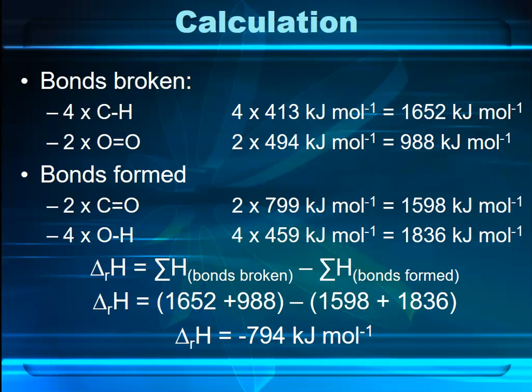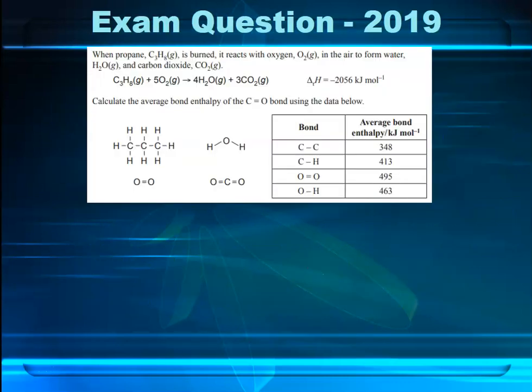Okay, something slightly trickier. This was the 2019 NCEA exam question. And this is talking about the reaction between propane and oxygen. So it's a different combustion reaction. We like combustion reactions, they're nice and easy to do. But with propane, it's a slightly more complex molecule. So we've got one propane reacting with 5 oxygens to make 4 waters and 3 CO2s.